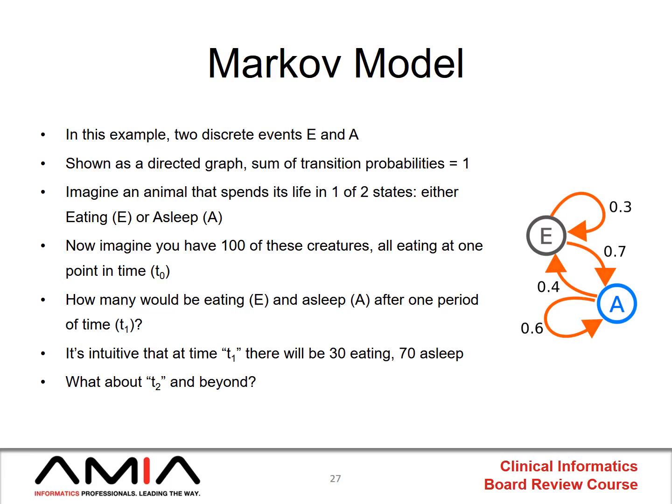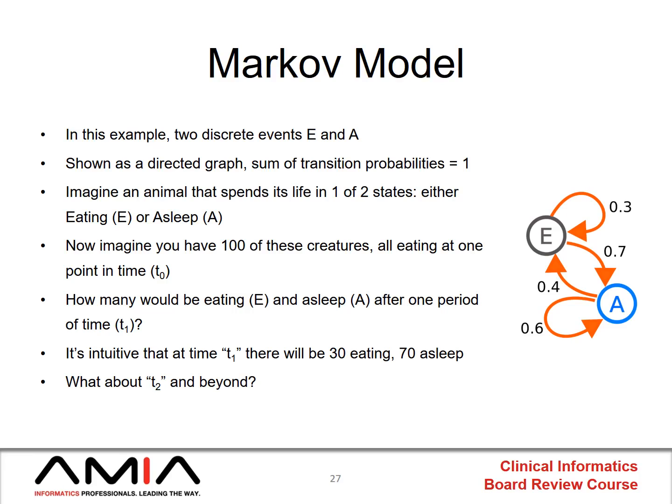And you want to study these animals, and you imagine that maybe you have 100 of these creatures. All of them at some point in time are in that first state. They're all eating at time 0. So after one time period, how many would you expect to be eating and how many would now be asleep? Well, based on the way the probabilities are set up, it's intuitive that out of those initial 100, we would expect only 30 of them would continue to be eating after one time period, the transition from T0 to T1. And now 70% would be in the next state of A, or asleep. So instead of 100 in E and 0 in A, now you've got 30 critters in E and 70 critters in A. So that was one time step from time 0 to time 1.